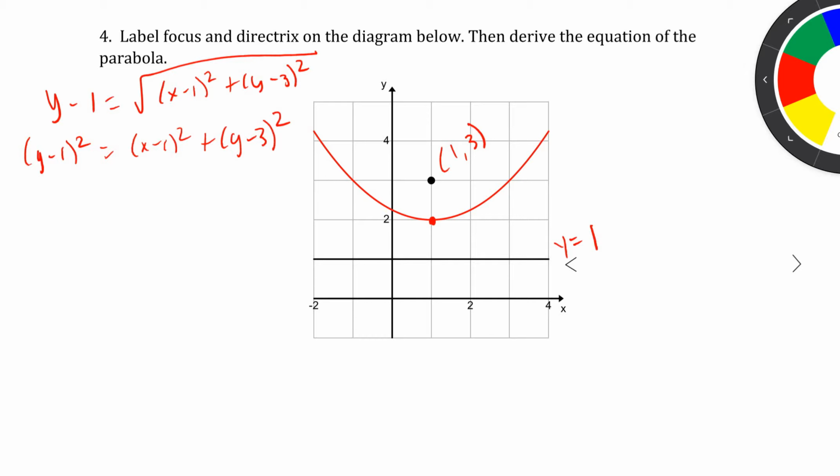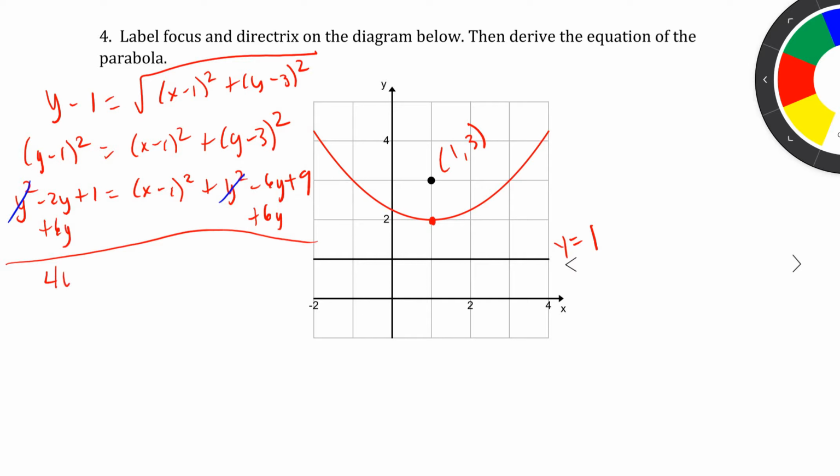So if we multiply these out, again, either using the tabular method with the boxes or using the trick we showed you in class, we should get that expression. Again, the y squareds cancel. Same thing on both sides of the equation. That's nice. Add the 6y. So I get 4y plus 1 equals (x minus 1) squared plus 9.